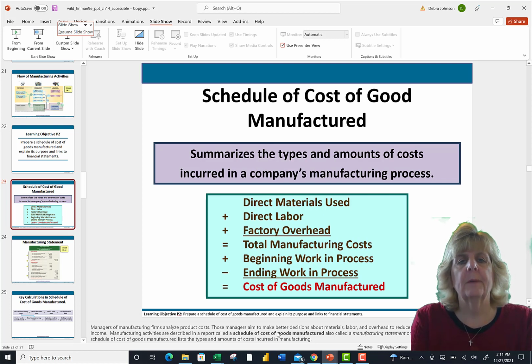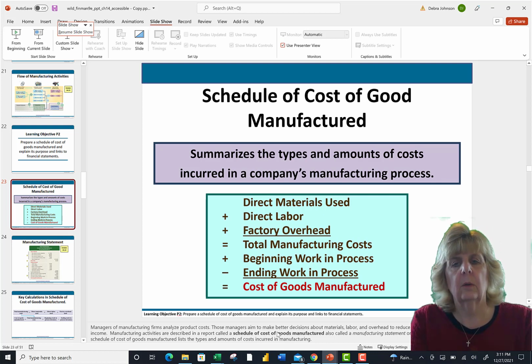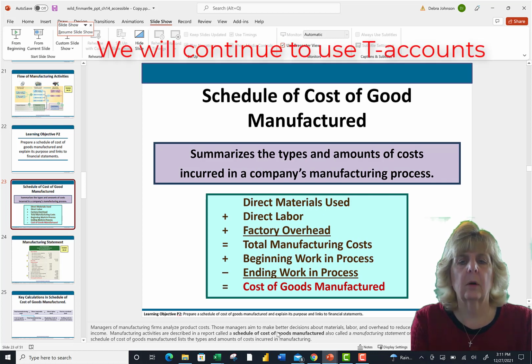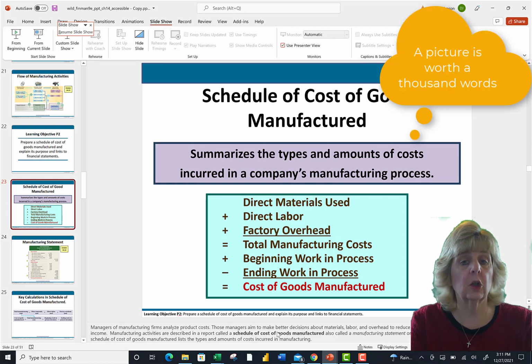So let's jump in. On the screen you'll see the schedule of cost of goods manufactured. You'll remember this from our last class period. We decided we were going to take a T-account approach. We did this for several reasons, the main one being that I think that a picture is worth 1,000 words.